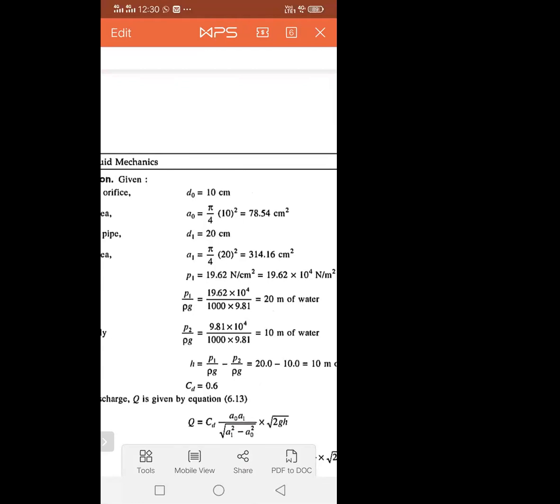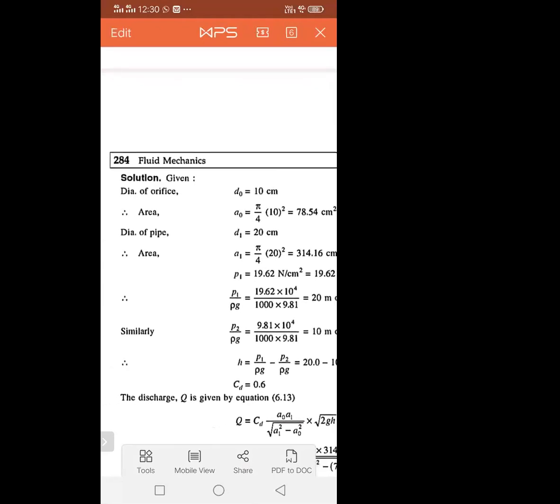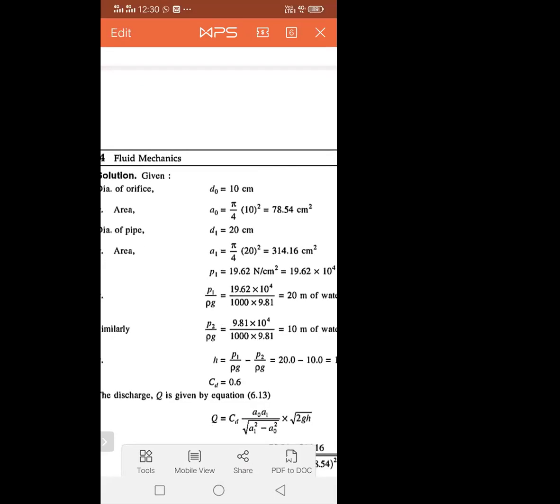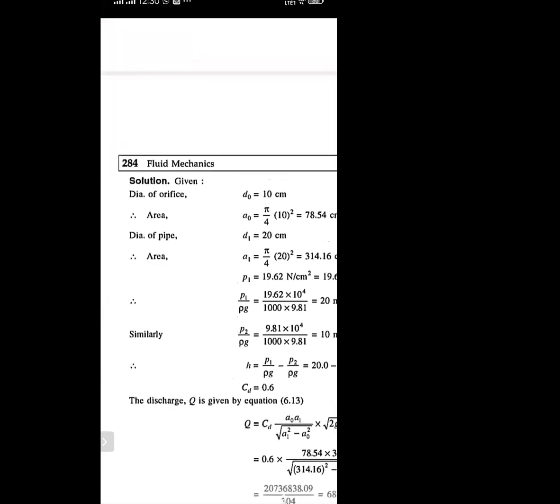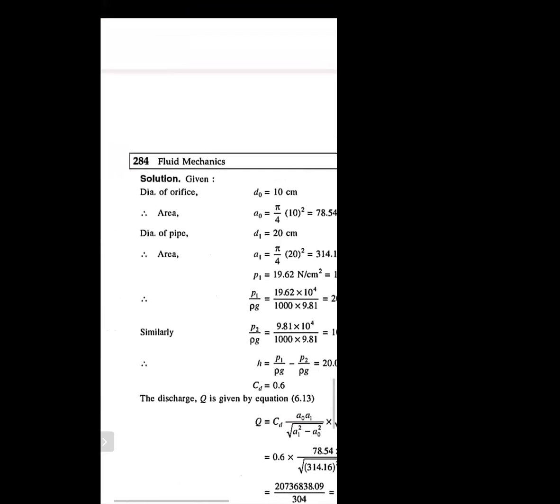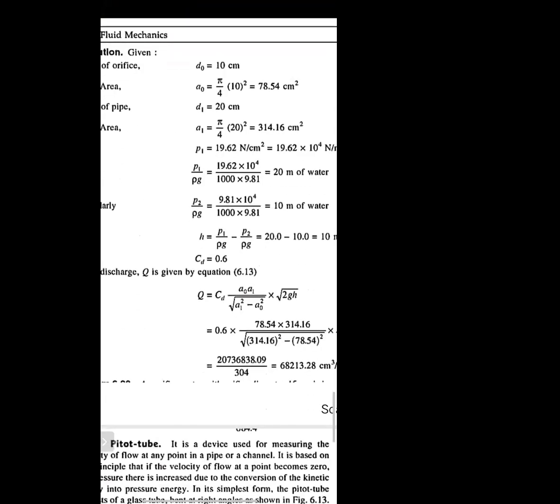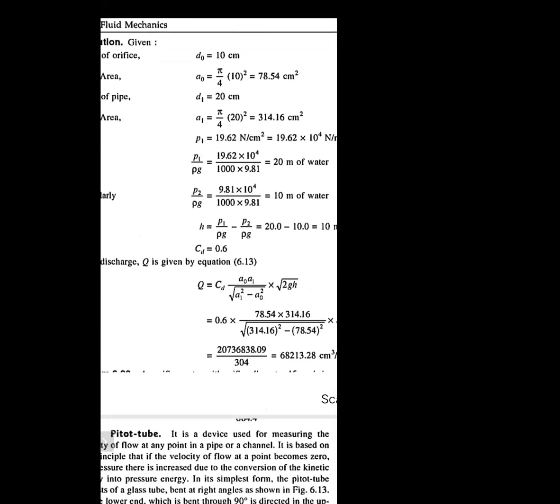and 9.81 Newton per centimeter square, which are given with respect to water. From the value of pressure, calculate the pressure head P upon rho G. Therefore, the value of small h is directly taken as the difference between pressure heads, P1 upon rho G minus P2 upon rho G.